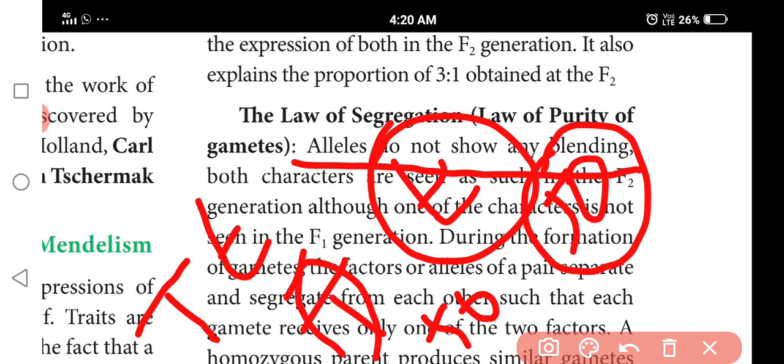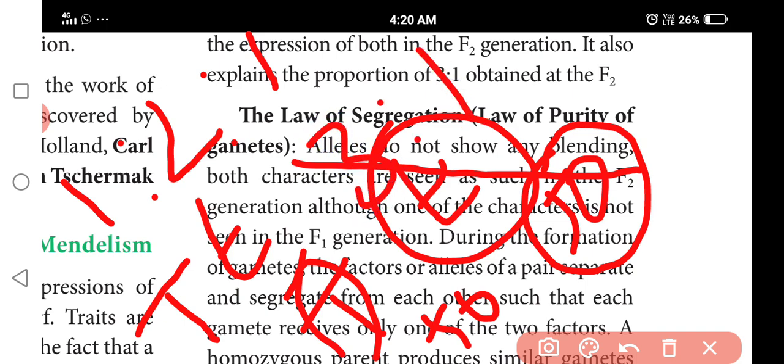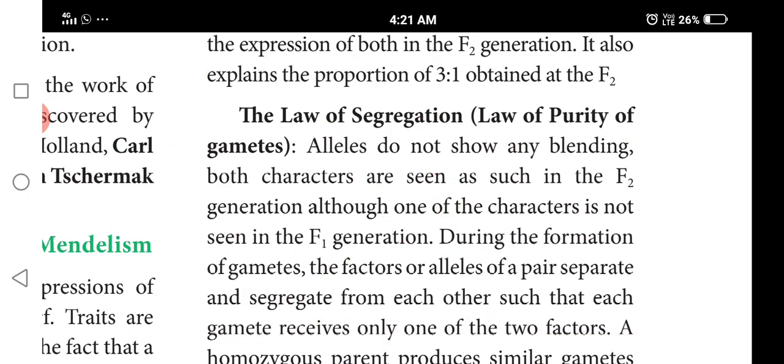Thus, in the F2 generation, the genotypic ratio is 1 is to 2 is to 1. But since both homozygous tall and heterozygous tall are visibly tall, the phenotypic ratio is 3 is to 1. Do you understand? So this is the law of segregation.